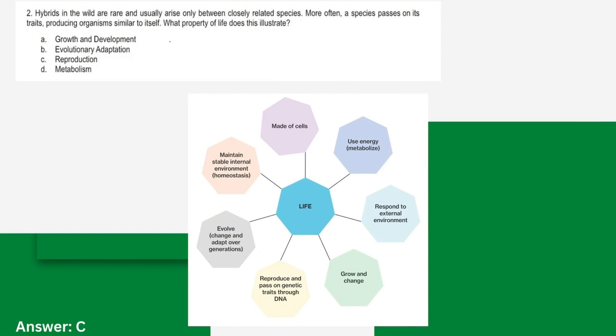Why not A? Okay, growth and development is about one individual increasing in size and not producing offspring. Okay, why not letter B? Evolutionary adaptation happens over many generations and it's not a single reproductive event. Okay, why not letter D? Metabolism is about energy use, and there are 2 types, catabolism and anabolism. And it's not about passing on traits from one individual or one generation to the next generation. Okay, next one, question number 3.